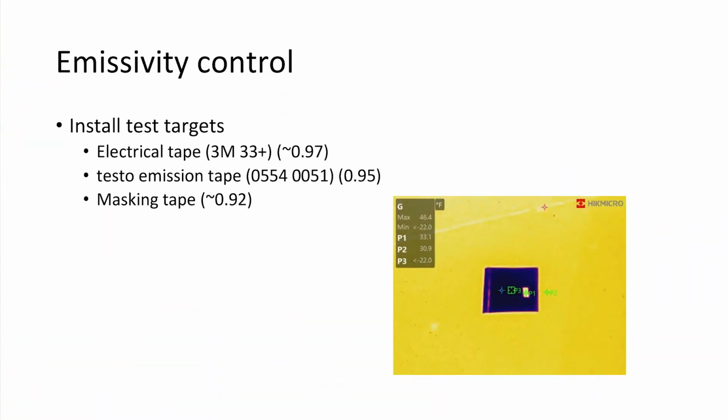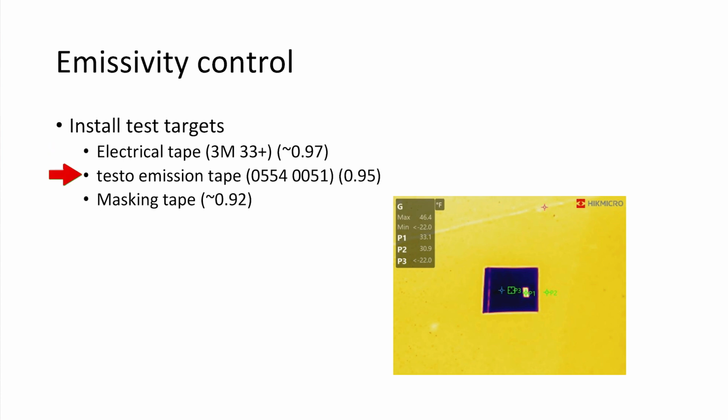We talked about targets, and as I told you, I put a target on here. And there's some really common, easy to use stuff that we have around every day, right? 3M electrical tape, 33 plus electrical tape, or most black electrical tapes is around a 0.97 emissivity. So it's a pretty good thing. We can stick that on a lot of stuff and get pretty doggone accurate measurements off of it.